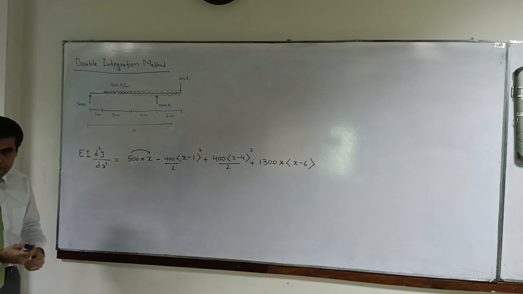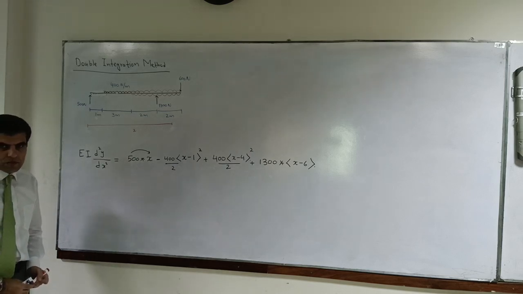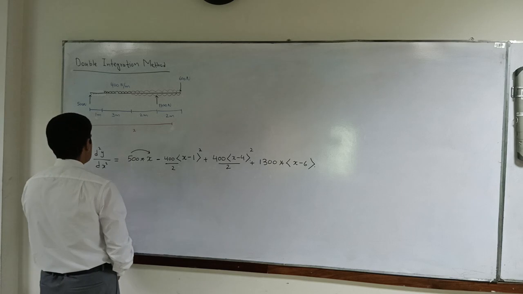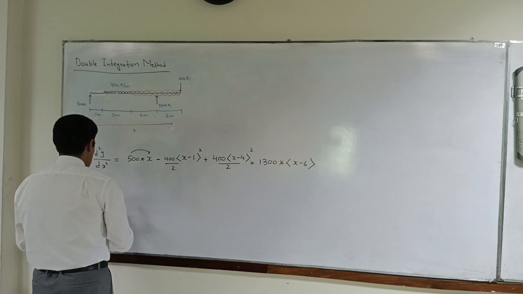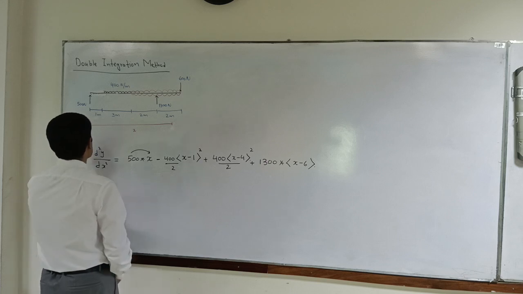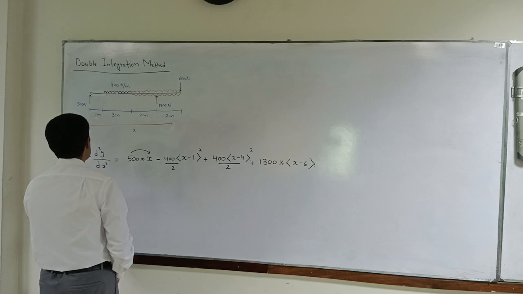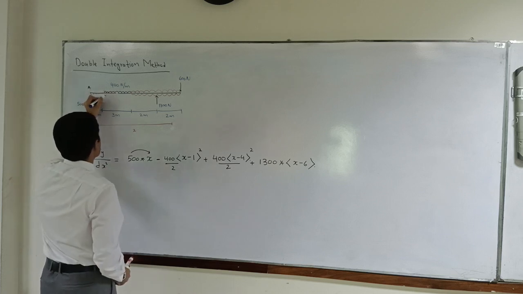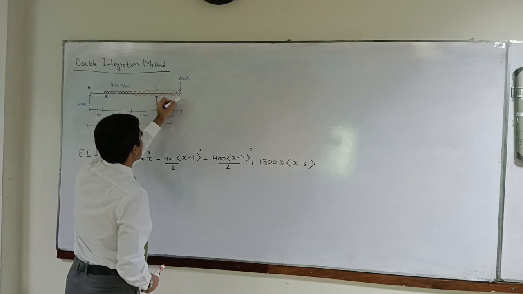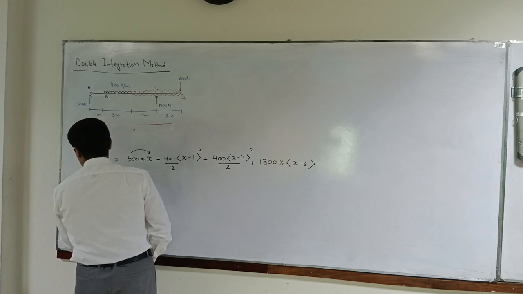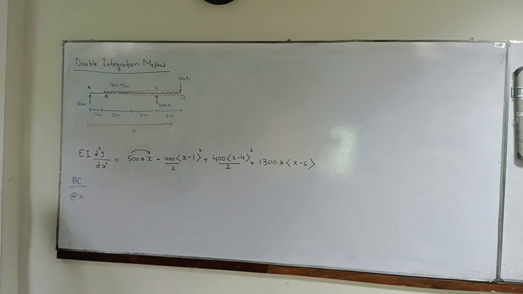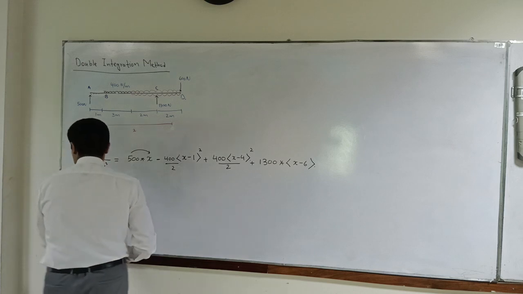And what are the boundary conditions? Sir, deflection is zero. At both reactions it is 0. So imagine this is A, C, D. When x is equal to 0, the boundary conditions are: at x equals 0, y equals 0.